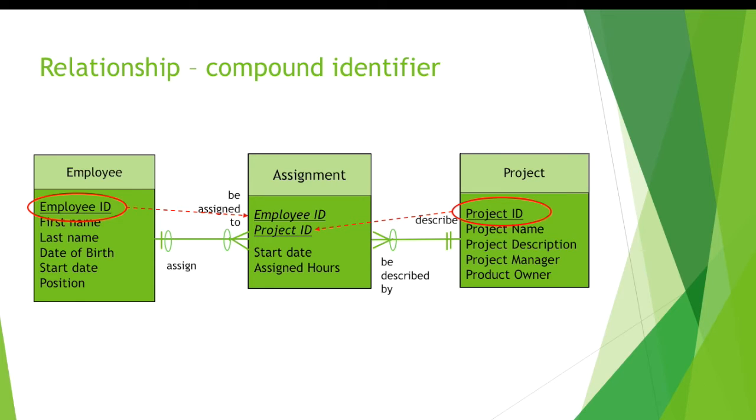And that's why we write both employee ID and project ID in italics. But because those two combined together can also ensure the unique identity of an assignment, we can just make it a compound unique identifier of assignment, and that's why we also underline it.